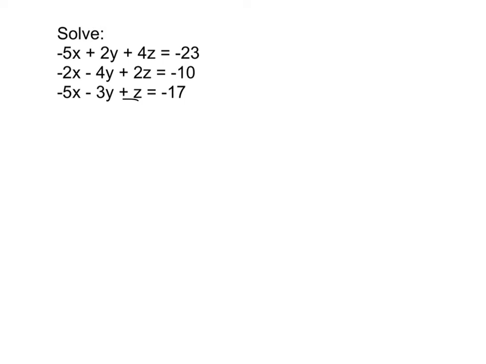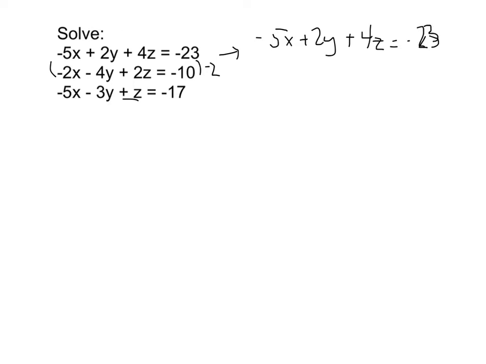So I'll multiply the middle equation by -2, and I'll take the top two equations and eliminate the z from them. So we'll keep the first equation the same. -5x plus 2y plus 4z equals -23.